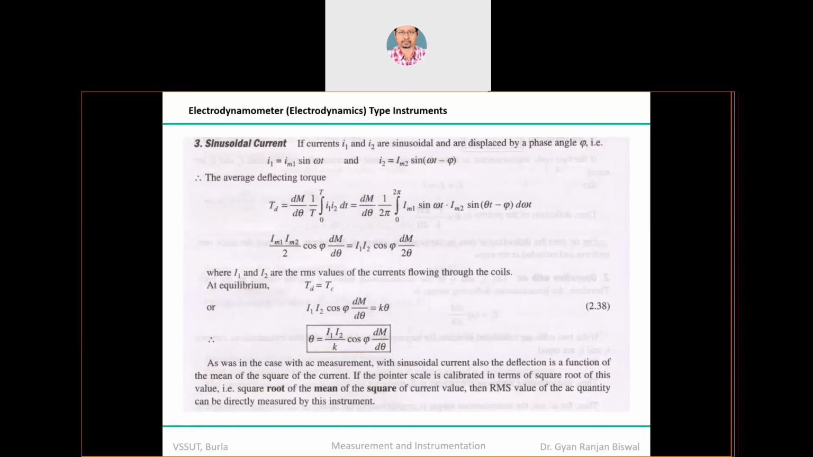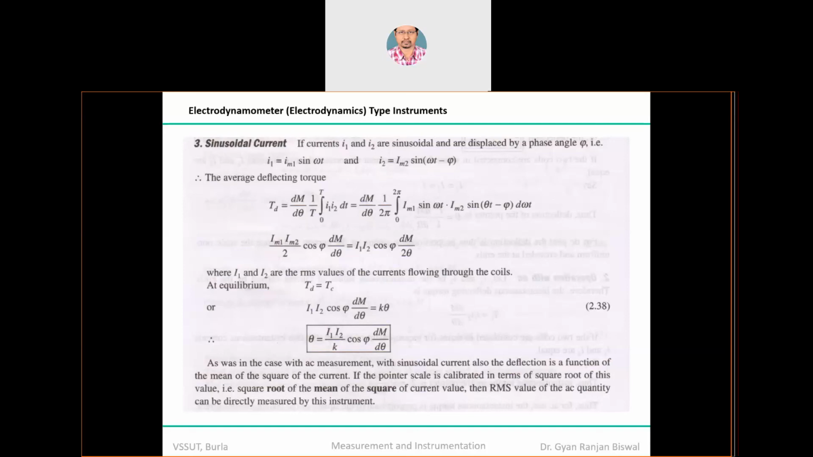Substitute the values of I1 and I2 and solve it. What you get is I1 I2 cos φ dM/dθ, because Im1 and Im2 are ultimately constants. Remember, I1 and I2 are the RMS values of the current. I1 is equal to Im1 upon root 2, and I2 is equal to Im2, which is the RMS value of the current, upon root 2.